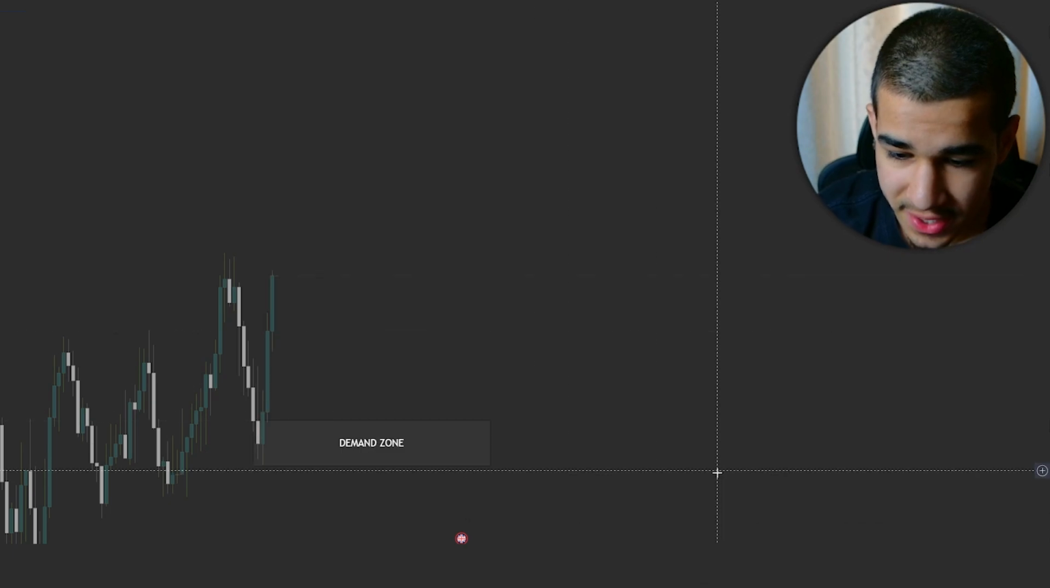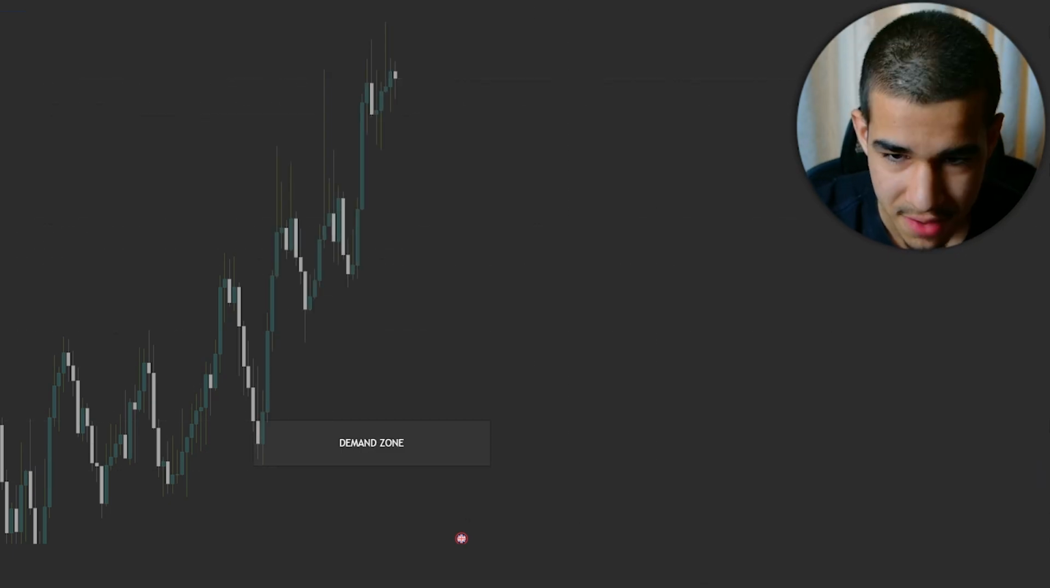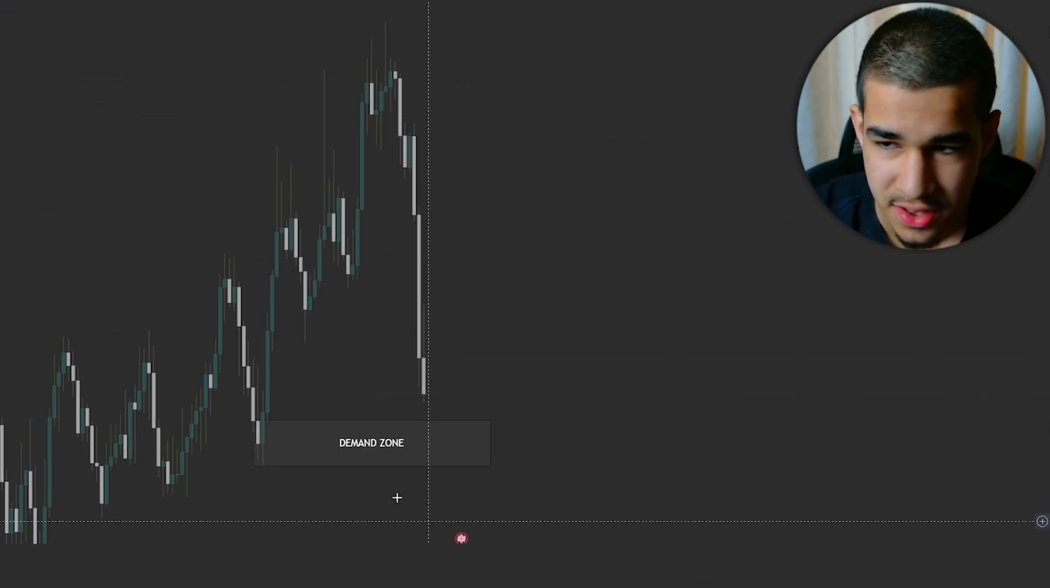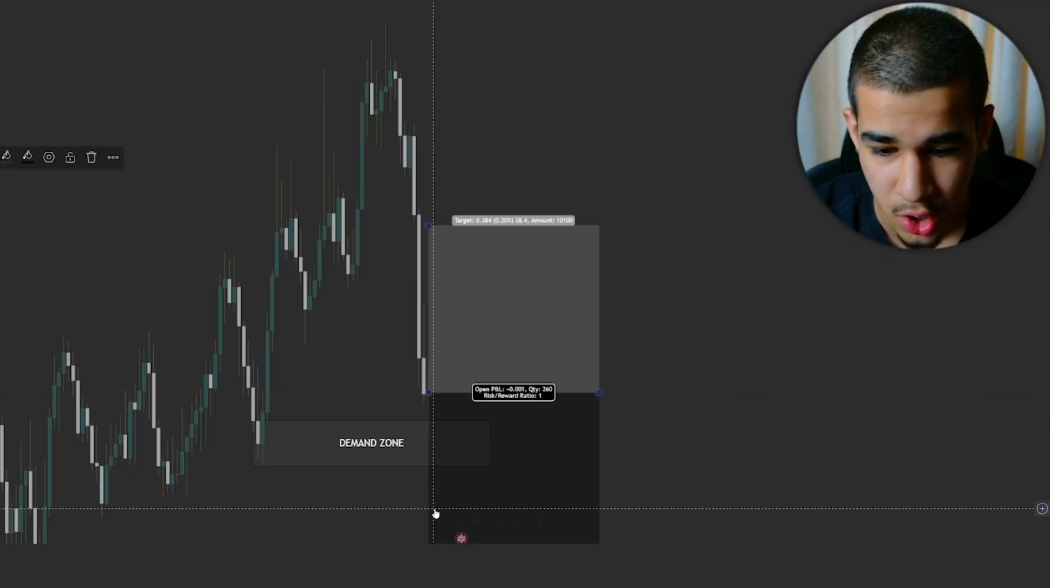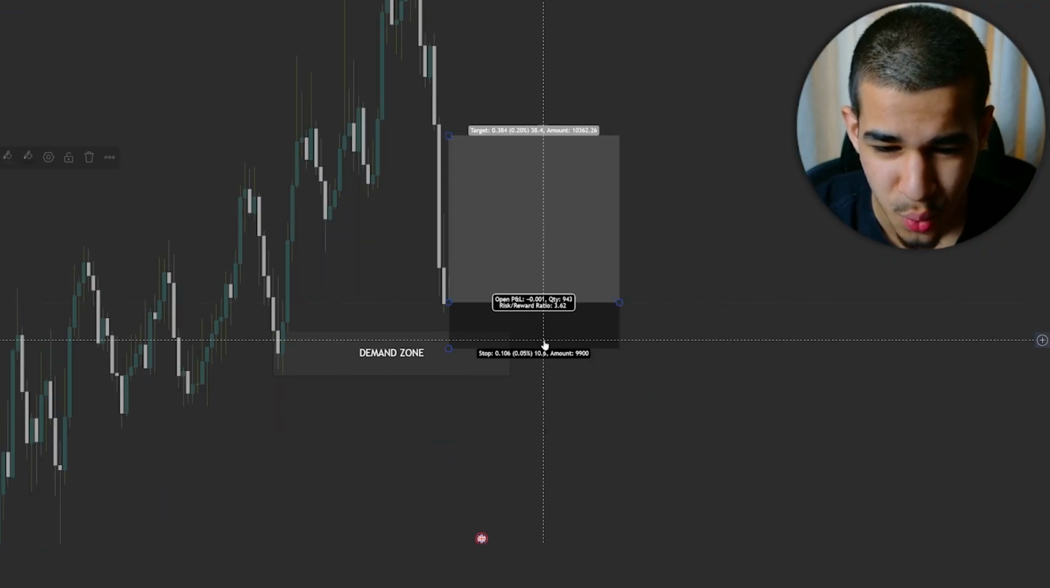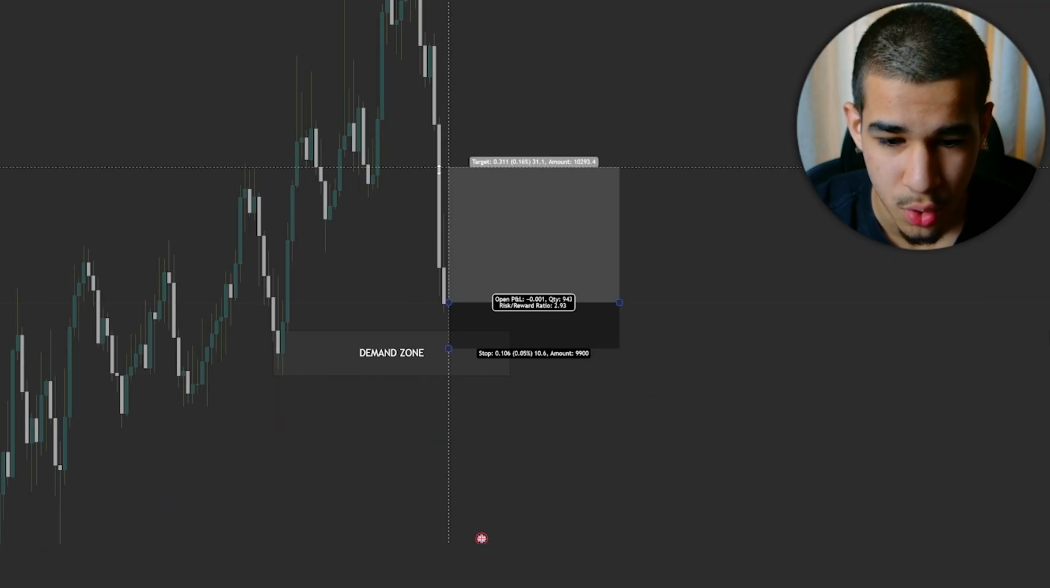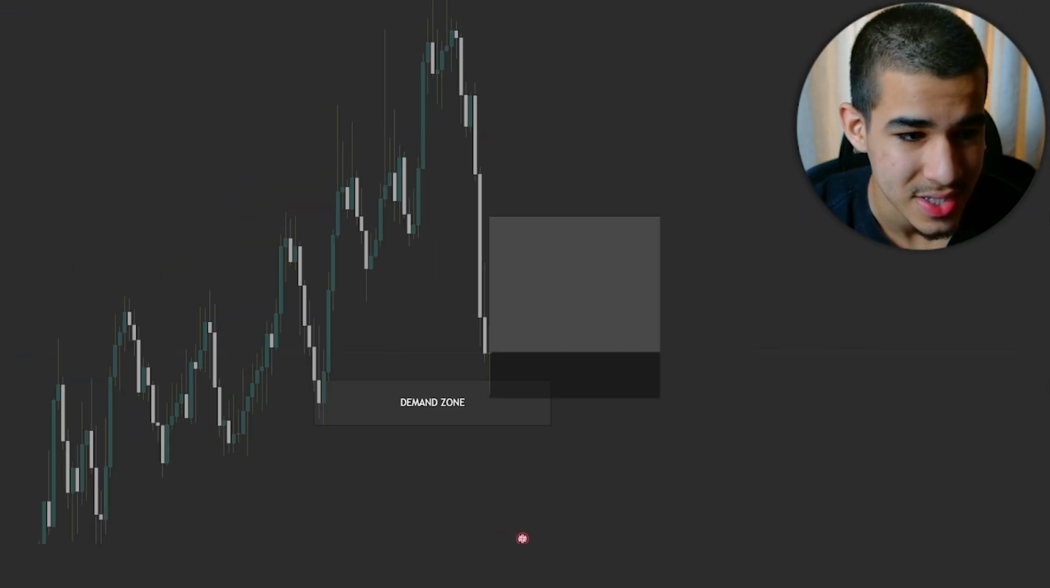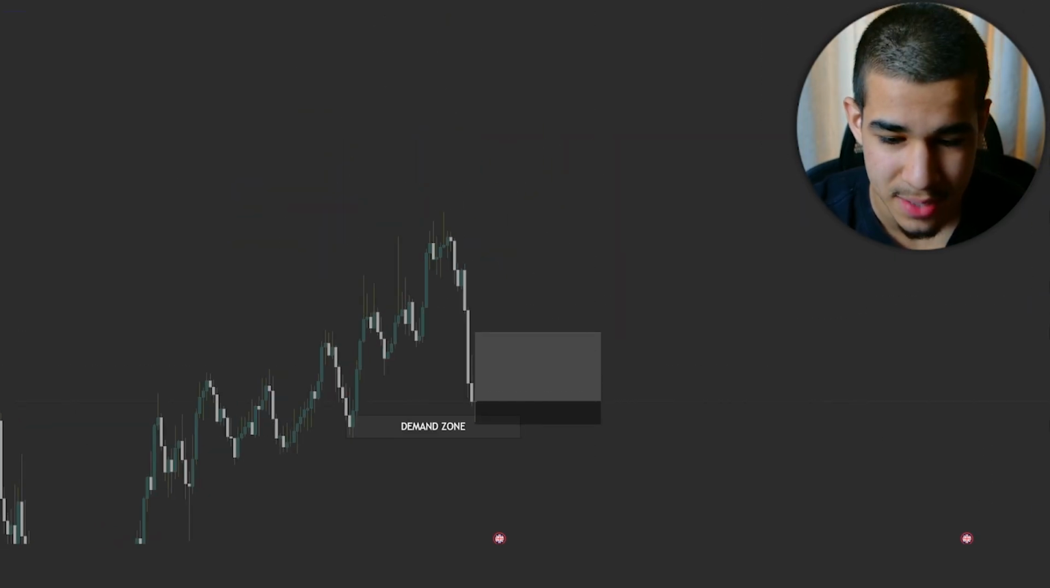Price creates a perfect level of a demand zone. Everything lines up perfectly, gives a nice reaction for you to enter on the close here. You go for your usual 1 to 2 or 1 to 3 risk to reward, but then what happens is price literally breaks the hell out of your take profit and runs for a way bigger move than you could ever expect.